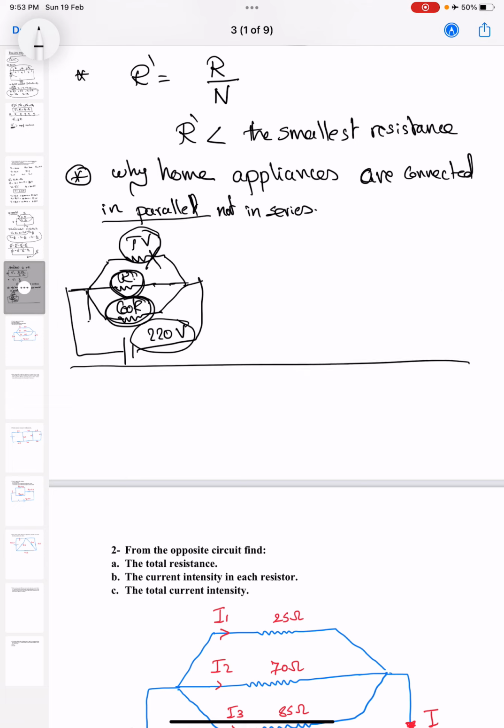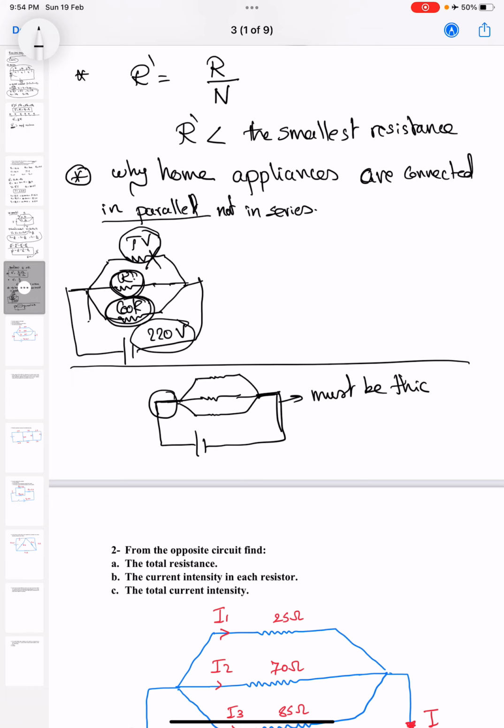Why is this a battery? This is a wire to connect resistance, okay? The wire here or here must be thick. Why? And this one may be thin. Why must this wire be thick?